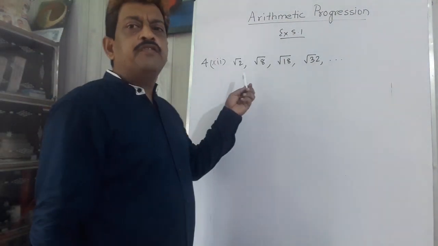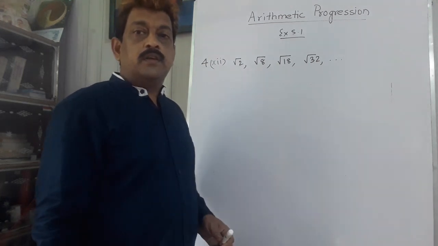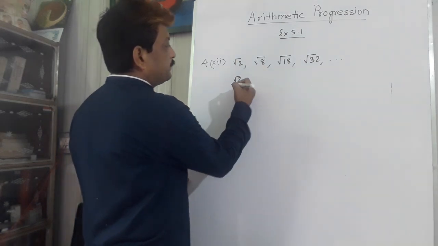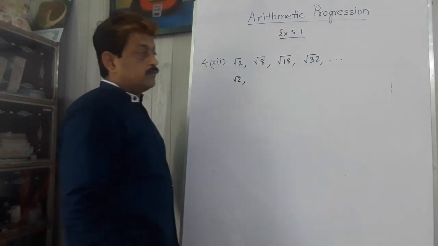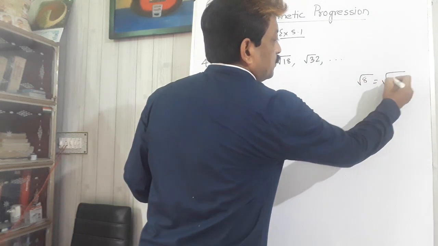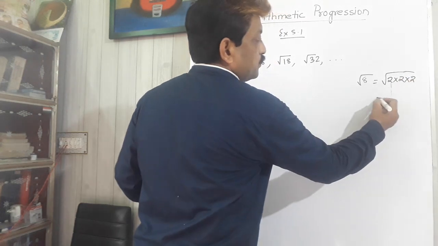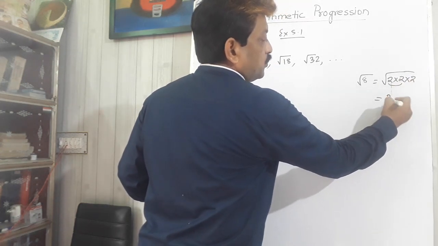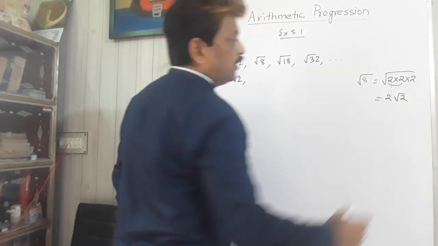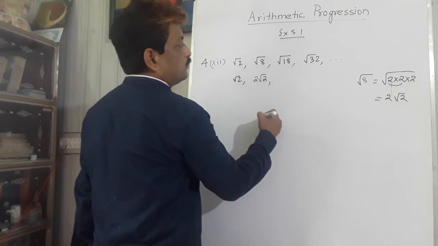So before going for subtraction, let us write down this pattern in simplified form. Root 2 will be written as root 2 only. Now what is root 8? Root 8 can be written as root of 2 multiplied by 2 multiplied by 2. So here a 2 will come out from the root, so the answer will be 2 root 2. So root 8 can be written as 2 root 2.